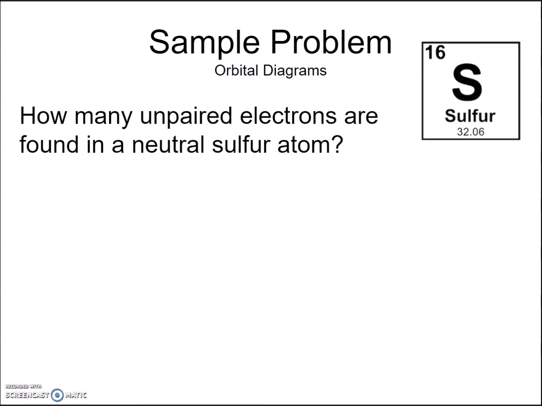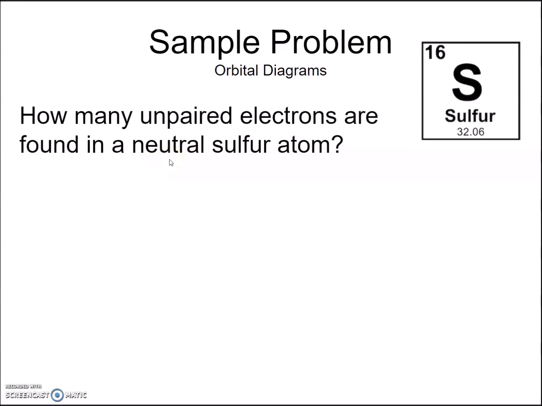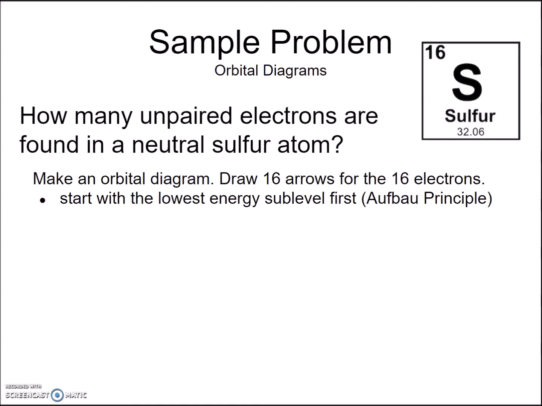If you find sulfur on the periodic table, the whole number in the box is 16. That means that we have 16 protons. We'll always be assuming neutral atoms, and actually in the question here they say neutral, but you would otherwise still assume neutral atoms and ground state configurations. All right, we're going to make an orbital diagram. Since we know that the atomic number is 16, we're going to be drawing 16 arrows.